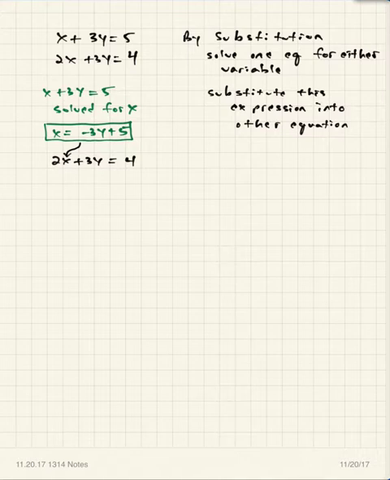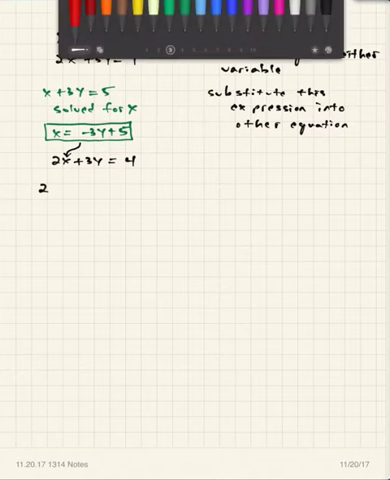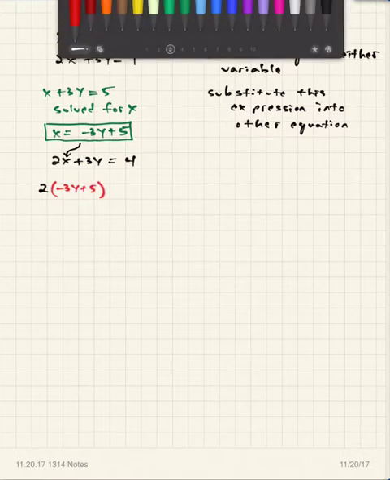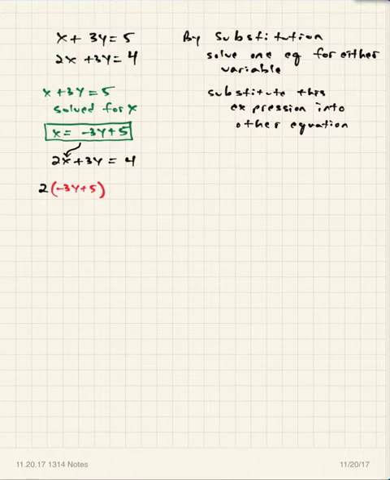So when I do that, I have 2 times, and I'm going to put this in red right here, in place of x, I'm substituting negative 3y plus 5, like that. And then you have plus 3y equals 4. And what you notice is when you make this substitution, the resulting equation only has one variable. That's what you're trying to get, just an equation that has one variable. And sure enough, that's what this one has.